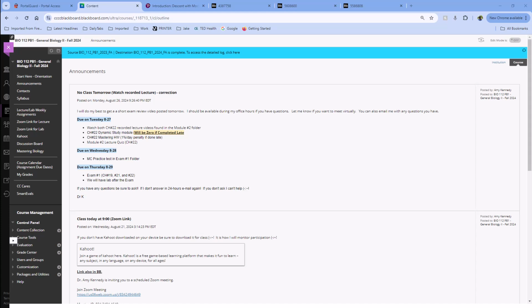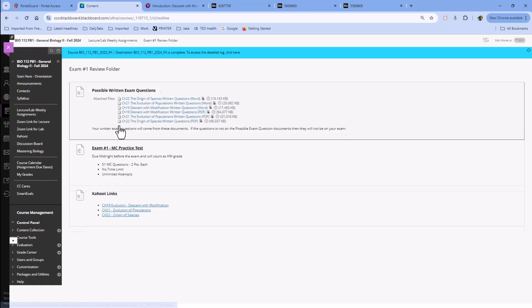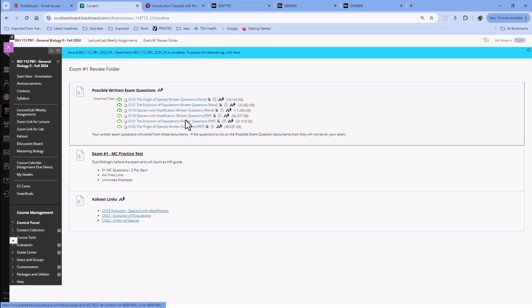All right, so exam 1 will cover chapters 19, 21, and 22. If you go under Lecture Lab Weekly, you'll see the exam 1 review folder. You can find everything in Module 1 and Module 2 folders. Here you'll see the possible written exam questions for each chapter, both in Word and PDF.